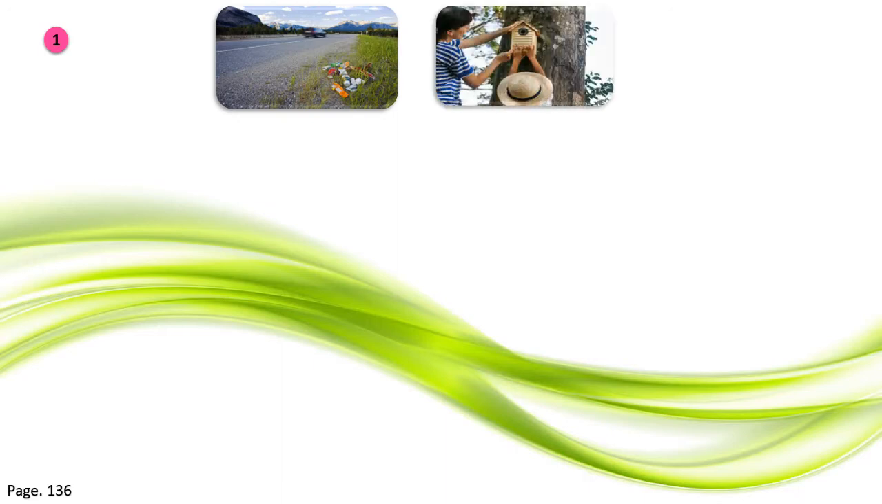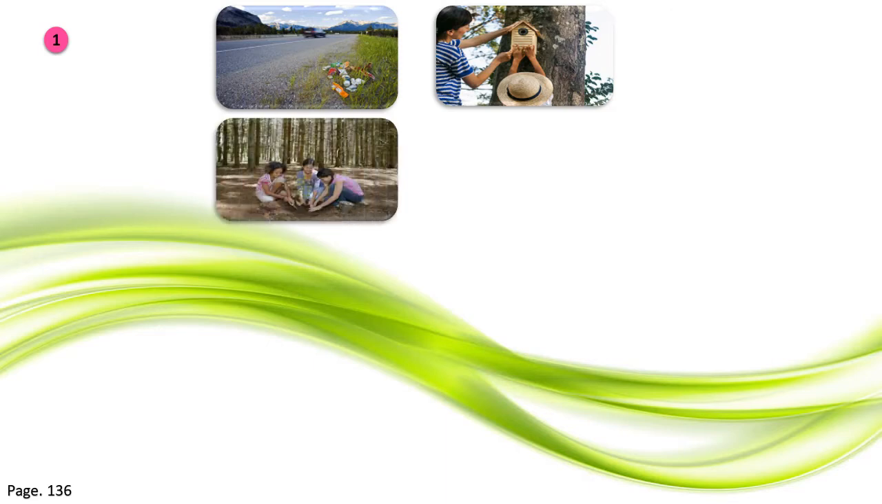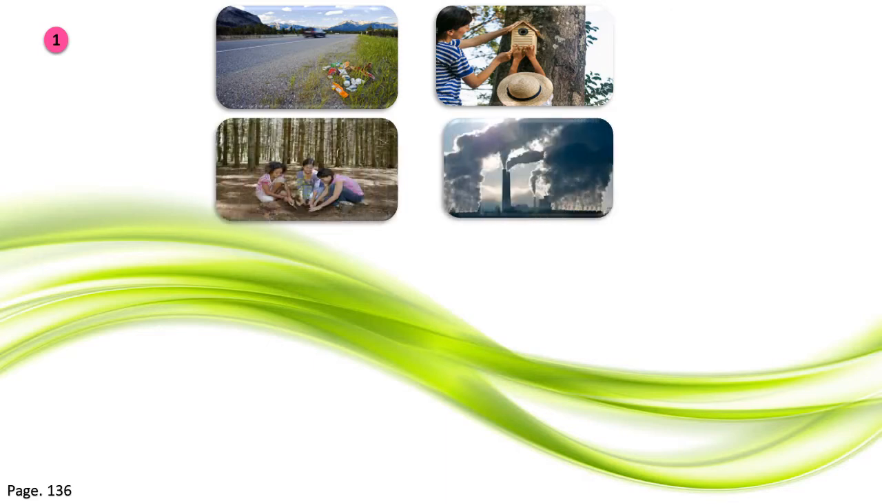Moving on to page 136 in our science book, where in question number 1, we can see pictures of some garbage thrown on the road, some people putting up a birdhouse, some kids planting, and smoke coming from factories. In this question, we are asked to circle the pictures of ways people can harm the environment. So, let's think about it.